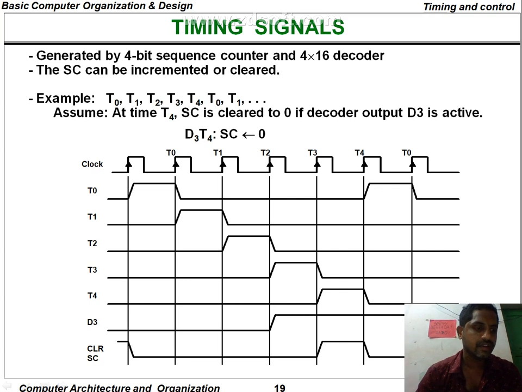So this clears SC to 0, which in turn activates the timing signal T0 out of the decoder. T0 is active during one clock cycle. The positive clock transitions give T0, T1, T2, likewise. When the clear input is activated, the sequence of timings T0, T1, T2, T3, T4 is produced and T0 is activated again. This diagram shows the timing signals and the corresponding positive clock transitions. If SC is not cleared, the timing signal will not continue.